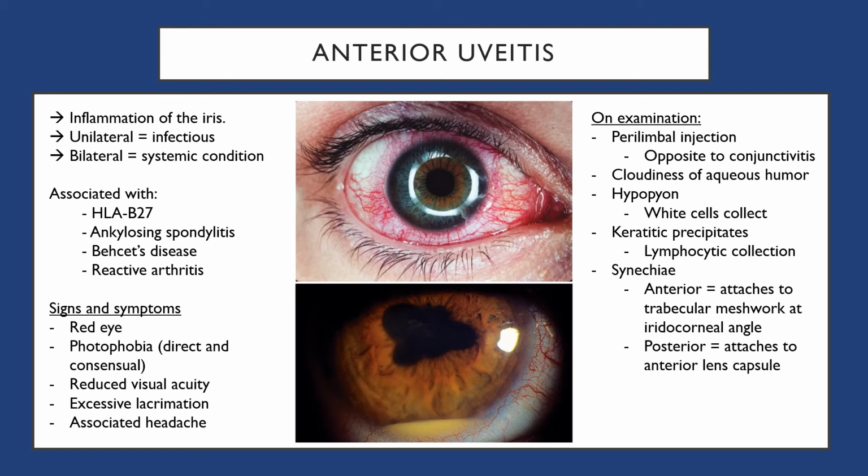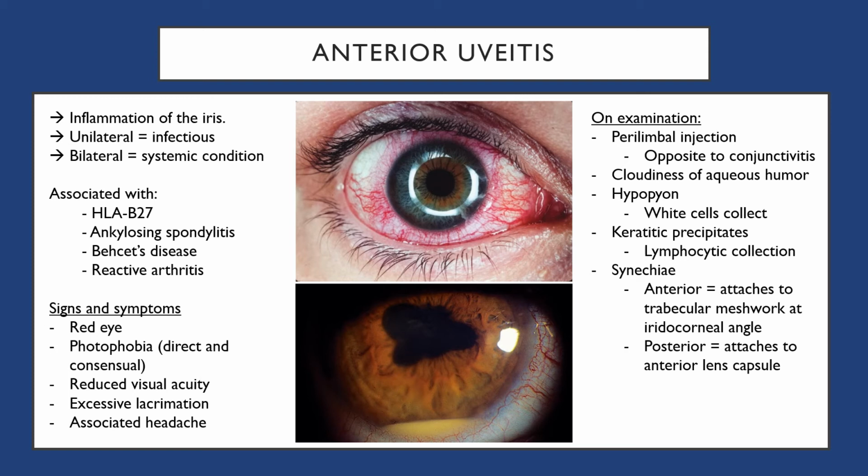On examination, you have the perilimbal injection, as we've mentioned. When you look through with a slit lamp, you can see cloudiness of the aqueous humour, and you can also get a hypopion. This is where you have a fluid level because of white cells which collect in the anterior chamber, and it's visible on the bottom photo as a fluid level at the bottom of the eye. You can also get keratitic precipitates, which are collections of lymphocytes, and then you can get synechia.